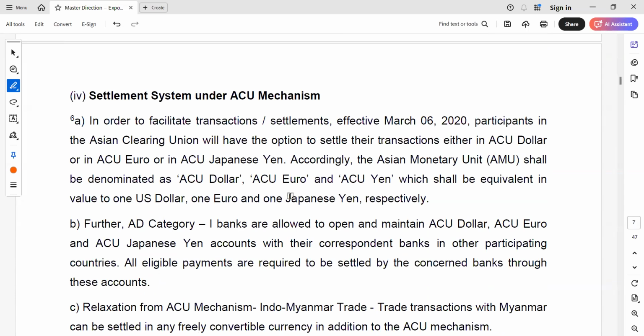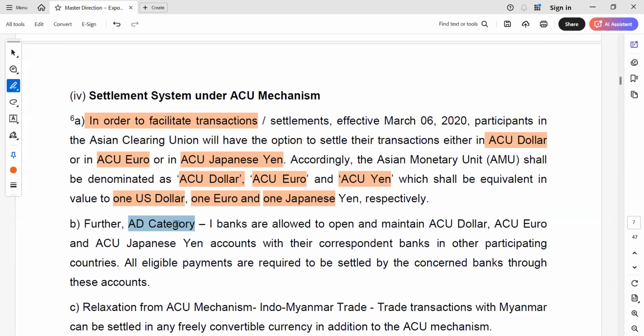Settlement system under ACU mechanism. In order to facilitate transaction settlement effective 6 March 2020, participants in Asian Clearing Union will have the option to settle their transaction either in ACU dollar or ACU euro, ACU Japanese yen. Accordingly, Asian Monetary Unit shall be denominated as ACU dollar, ACU euro, ACU yen, which shall be equivalent in value to 1 USD, 1 euro, 1 Japanese yen, respectively.